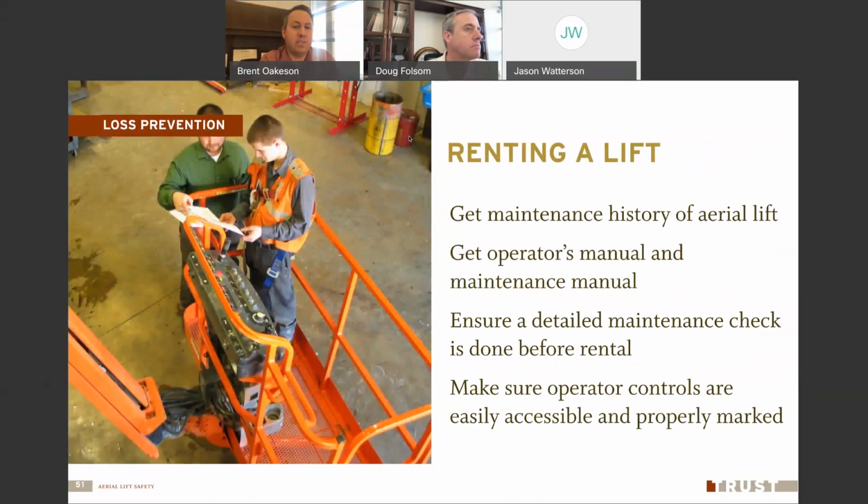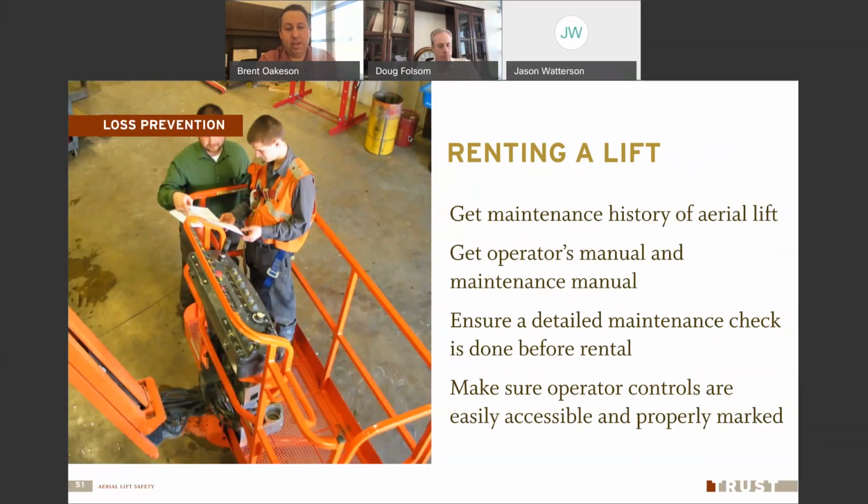One is ask your vendor for the maintenance history of the lift. Ask them when the last time it was serviced. Ask them for the operator's manuals. Have them show you the equipment specific things that you want to check for. They should be able to show you all those kind of things. And the equipment should be in really good shape. It should have all the labels on it, all the details from the manufacturer that need to be there, the controls, everything should be in good working order.